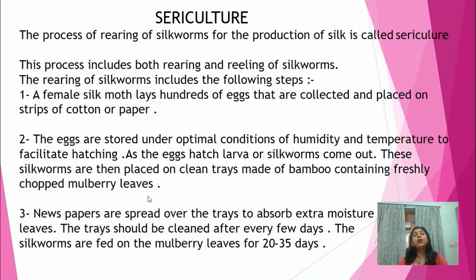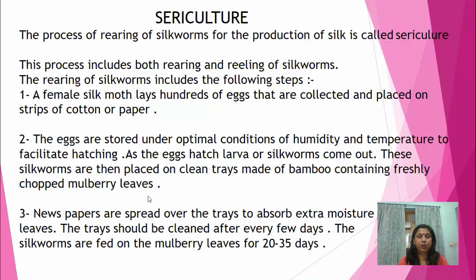After that, the eggs are stored under optimal conditions of humidity and temperature to facilitate hatching. The hatching of eggs means eggs में से जो silkworm निकलता है या larva निकलता है या caterpillar जो निकलता है, it is at a particular temperature. And these optimal conditions of humidity and temperature are maintained.